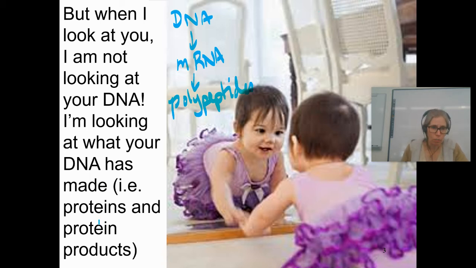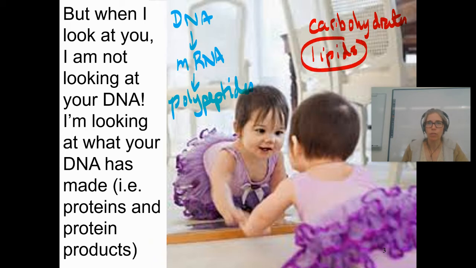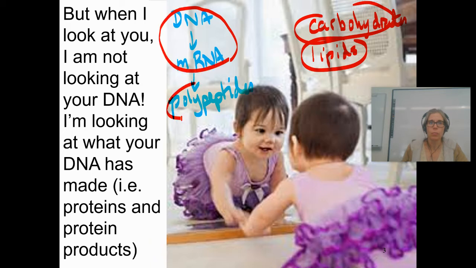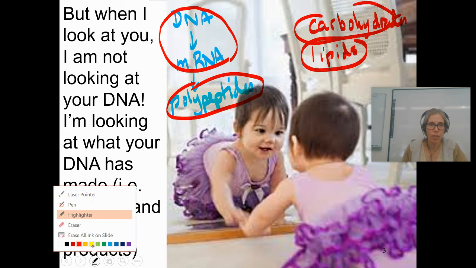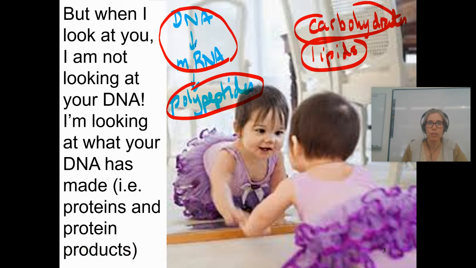So you are also made of other molecules too, right? You're also made out of carbohydrates, and you're also made out of lipids, right? So the four macromolecules, the four big molecules, are lipids, carbohydrates, nucleic acids, and proteins, or polypeptides. And so how are all of these made? Well, we're going to spend this whole unit talking about how DNA makes RNA and RNA makes proteins or polypeptides.